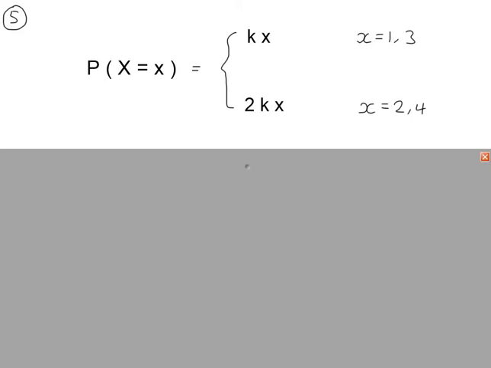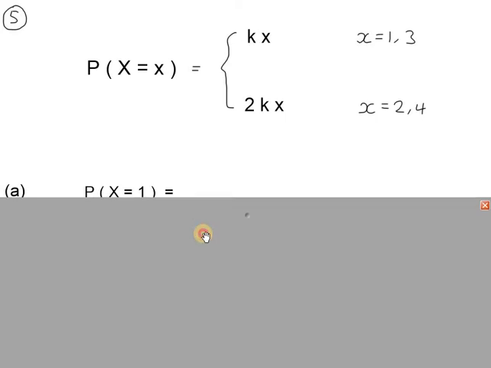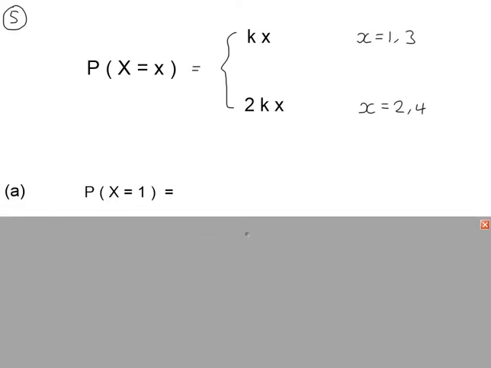Example 5. So this time our discrete random variable x can take one of these values. So we've got some odd numbers here, we've got some even numbers here, and the probabilities you get, kx and 2 times k times x, depend on what value of x you start with. So the probability that x equals 1, so there's 1, that means I have to use this little formula, and x is 1, so it's just k times 1, so that will be k.